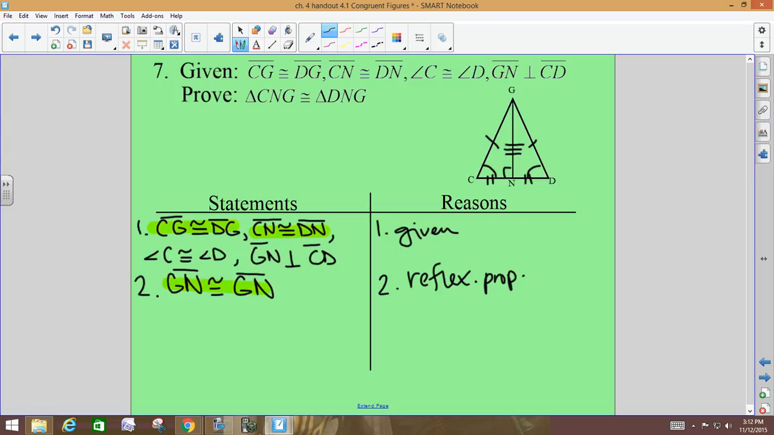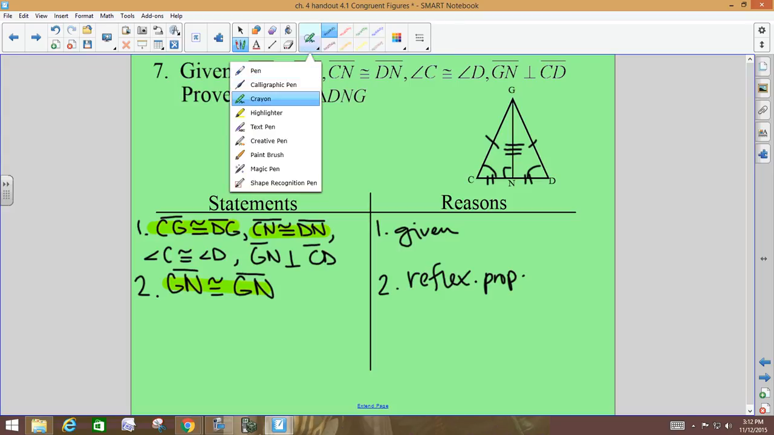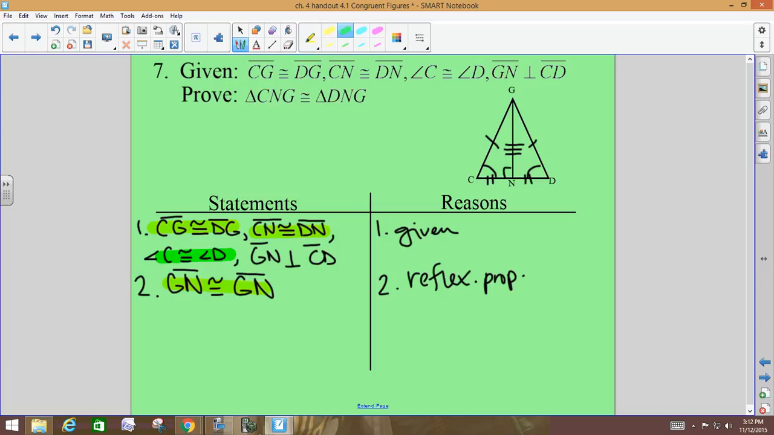So we have all three sides listed. So now we have to make sure we have all three pairs of angles congruent and listed in the proof. Our given gave us one pair of angles, C and D. We have to prove that the other pairs of angles are congruent. What do you think? You know if any of them are congruent? Which ones?